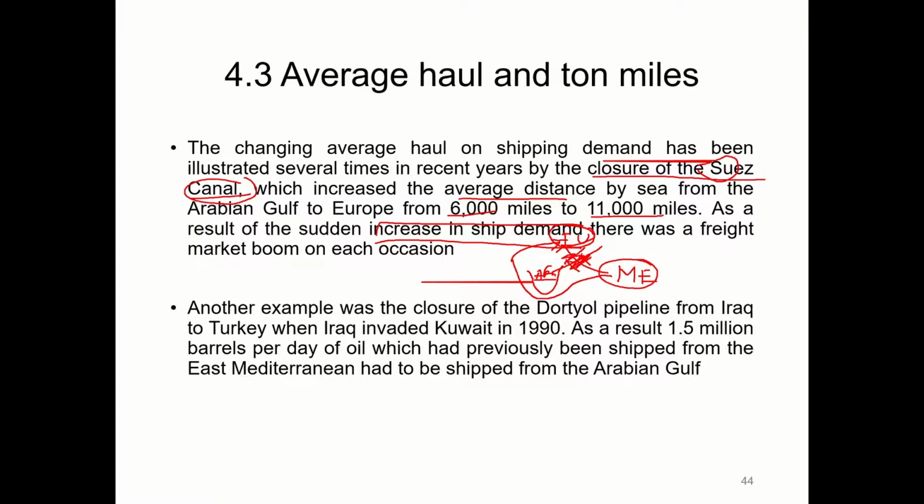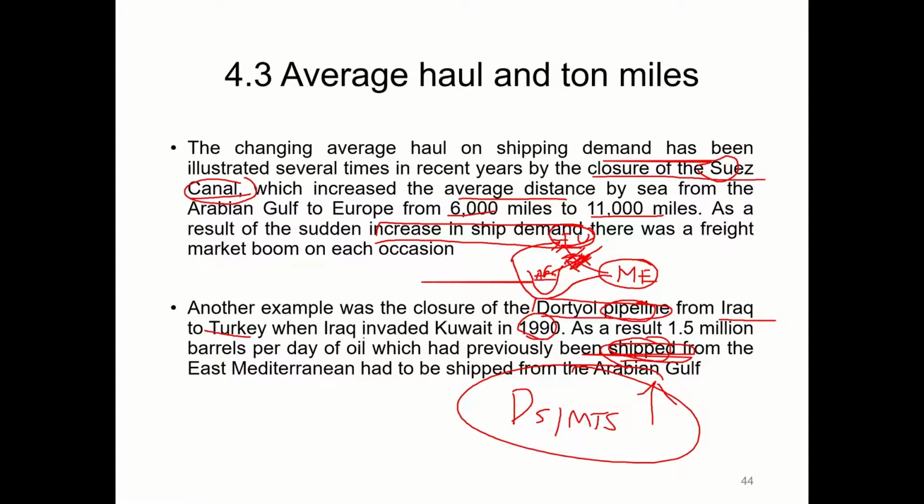Okay, so another example would be the closure of the Kirkuk-Yumurtalik pipeline. The shipment of oil from Iraq to Turkey is done by pipeline, but because of the Iraq invasion of Kuwait in 1990, this shipment has to be done by ship. As a result, the demand for shipping services or maritime transport services increases. We'll no longer be able to use the pipeline and we have to use ships. This increases the average haul and therefore the demand.